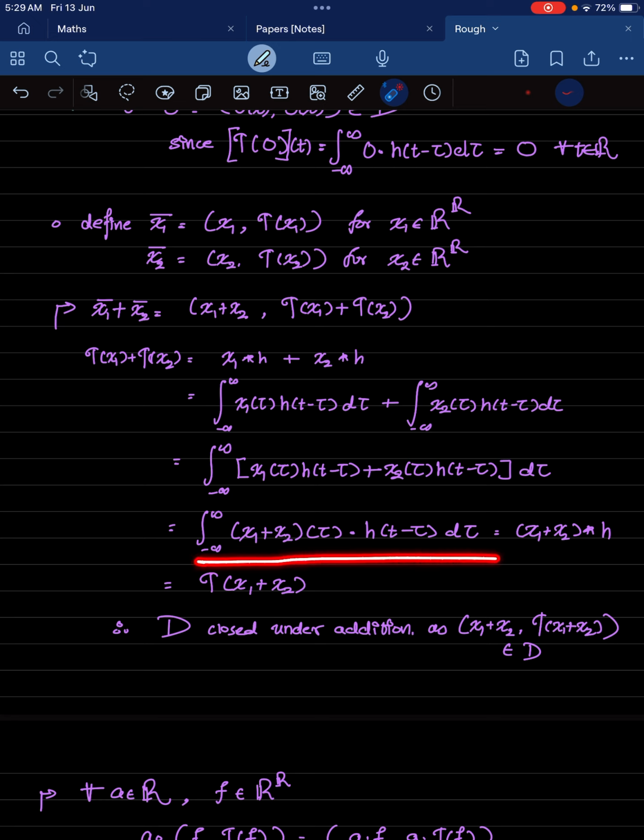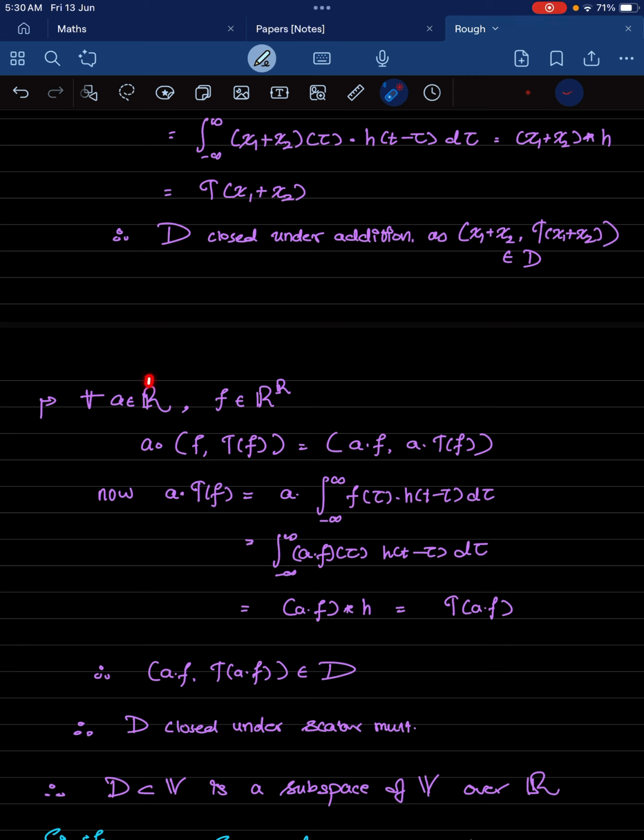Now notice that this thing over here is the same as x1 plus x2 convolved with h. I mean, just think about it. So this is the integral of (x1 plus x2) of tau times h of t minus tau d tau. Obviously that will be x1 plus x2 convolved with h. That's the definition of convolution. And so this evaluates to be T of x1 plus x2. And hence we have just proved that the addition of two vectors from D will also be a vector from D. So this thing will also belong to D, because T of x1 plus T of x2, we have just shown, is T of x1 plus x2.